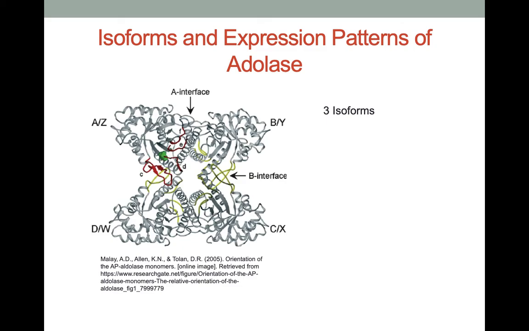Now, aldolase A is mainly expressed in muscle and red blood cells. Aldolase B is mainly expressed in liver, kidney, and the small intestines. And aldolase C is primarily expressed in the brain, but is also found in fetal and cancerous cells as well. In fetal development, mostly aldolase A and B are produced, but in newborns and adults, B is the only gene that tends to be expressed.